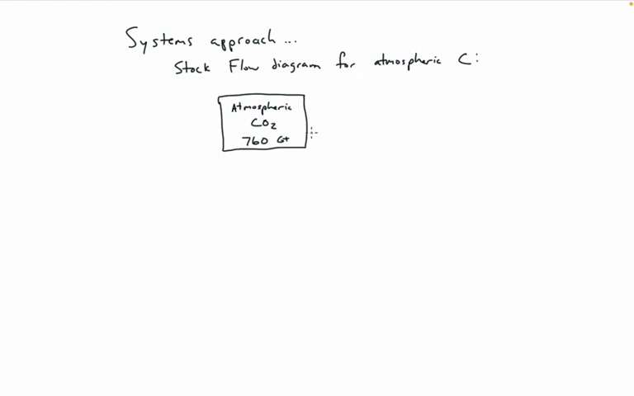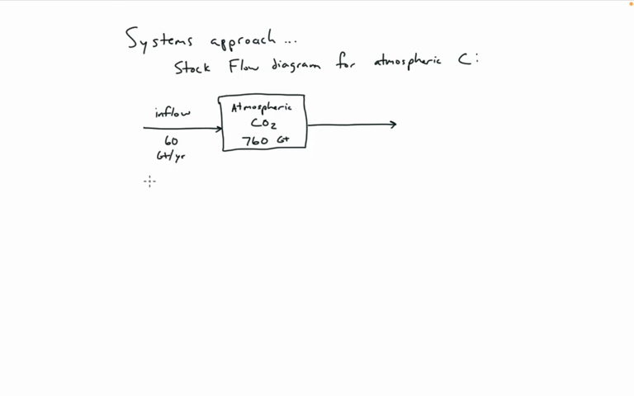And then we'll talk about the inflows and the outflows. We're just going to keep this simple for now and refer just to what's happening on land, between the atmosphere and the land. So we have an inflow of around 60 gigatons per year.